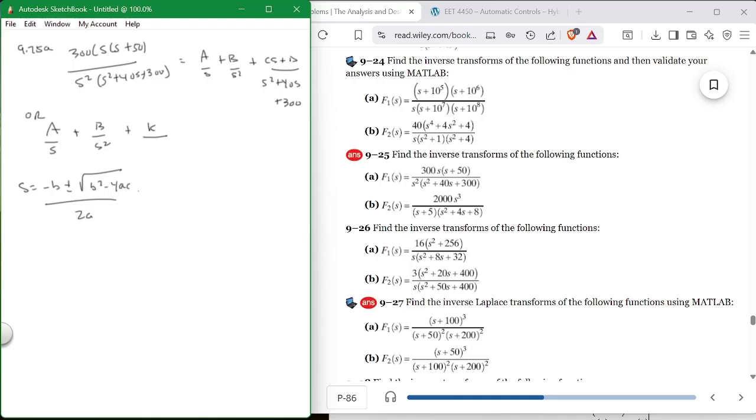Okay, so what is s equal to? Minus 40 plus or minus the square root of b squared, which is 40 squared, minus 4 times 1 times 300, all over 2 times a, or 2. S is equal to minus 20 plus or minus what? 4 times 300 is 1200. So it's 40 squared.